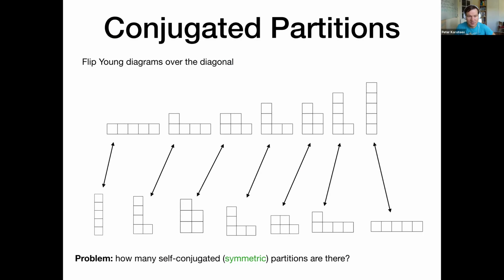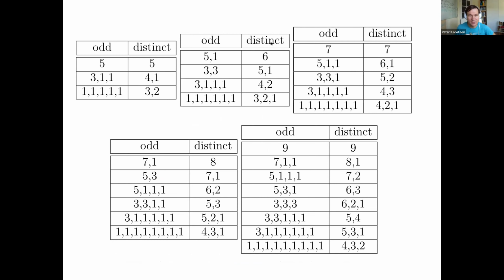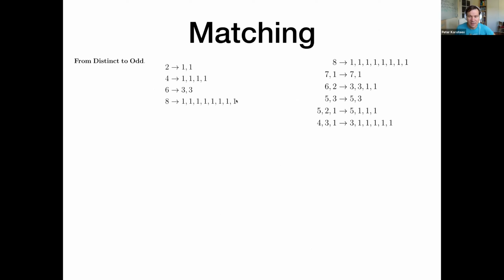So remember, we talked about this distinct versus odd, right? Here, in this column, all parts are distinct. 5 is not equal to 1, 4 is not equal to 2, etc. So every part is different. And here, every part is odd, right? And as you can see, some of them are odd and distinct at the same time. If that's the case, we just map them next to each other. And those parts which repeat themselves, we use this binary decomposition, right?